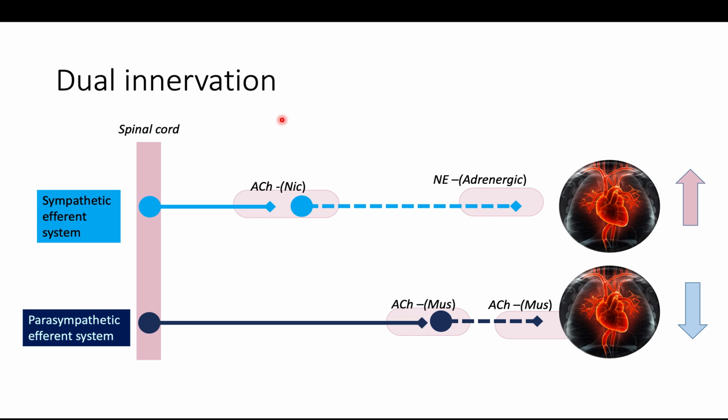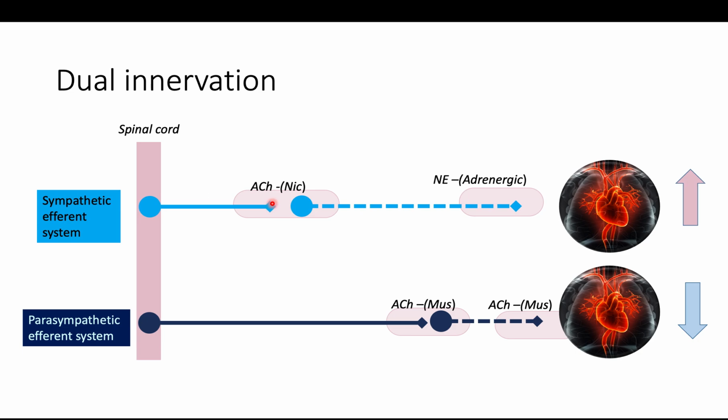Okay, so here are the examples of the dual innervations of the heart. We have the sympathetic and parasympathetic. I did mention that both of them innervate the heart. Sympathetic has a short pre and a long post, where the pre-ganglionic neuron releases acetylcholine, acting on nicotinic receptors. The bracket means the receptors of the second neuron.